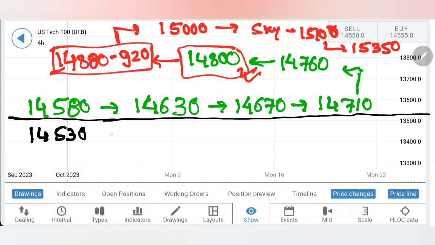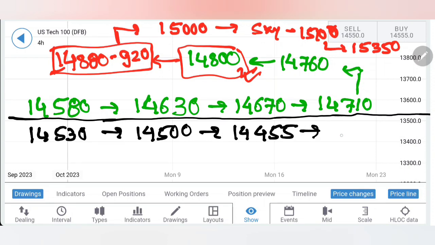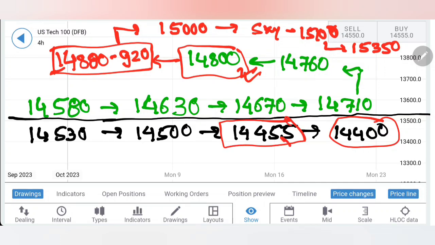Now, on the downside, where you should sell, I will recommend a sell entry here at 14,530. Wait for 14,500, 14,450, and then 14,400. Now, as long as these levels are respected, the chances of a pullback will be very, very strong. Yes, specifically 14,450 at the double bottom levels.